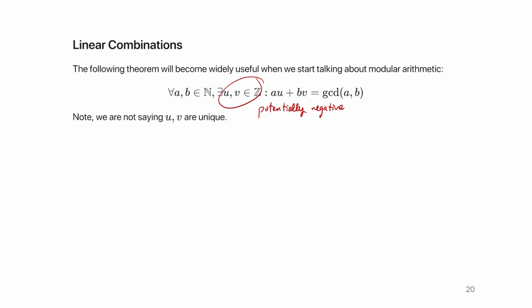In other words, I can always write a linear combination of A and B such that it adds up to their greatest common divisor. This is a linear combination of A and B. Is that clear? And again, we're not saying that U and V are unique. So for example, why don't we consider A is 5 and B is 13? What's the GCD of 5 and 13? One, right? They're both prime. If they're both prime, the GCD is always one, but not the converse. And so what this is saying is that there exist some U and V such that 5 times U plus 13 times V is equal to 1.